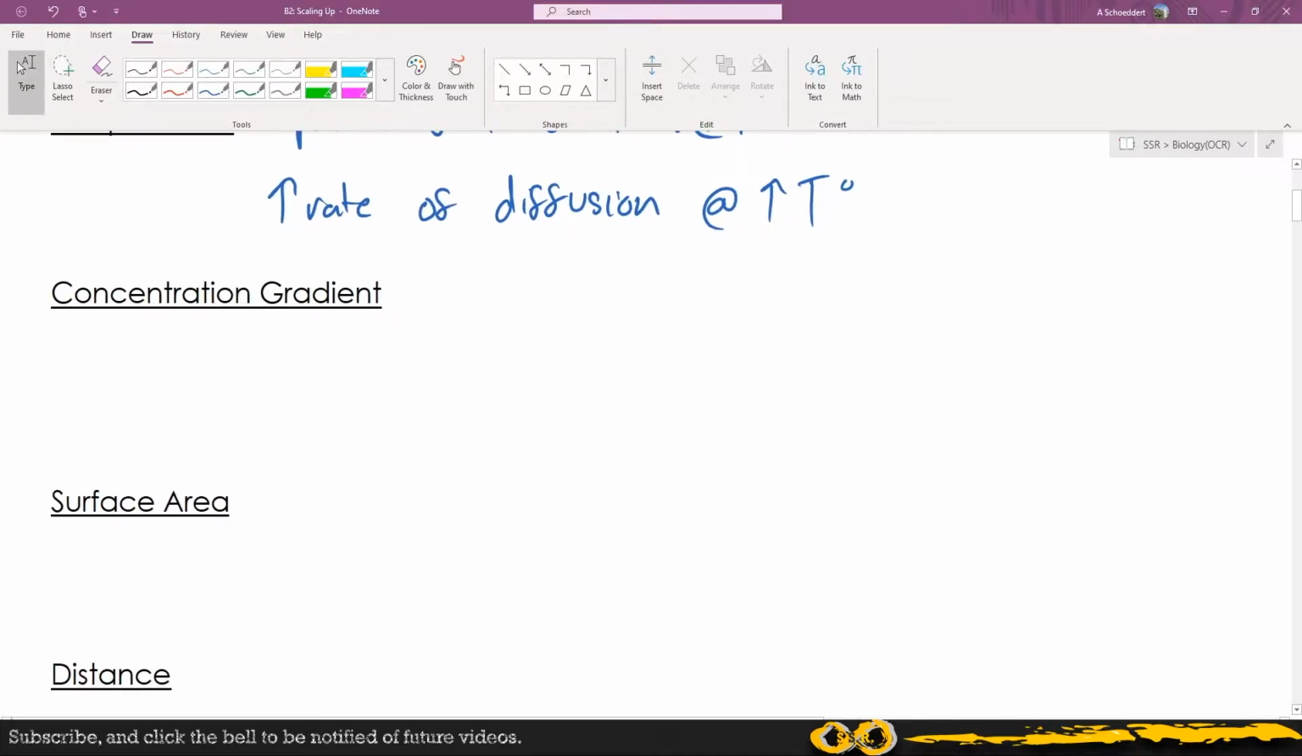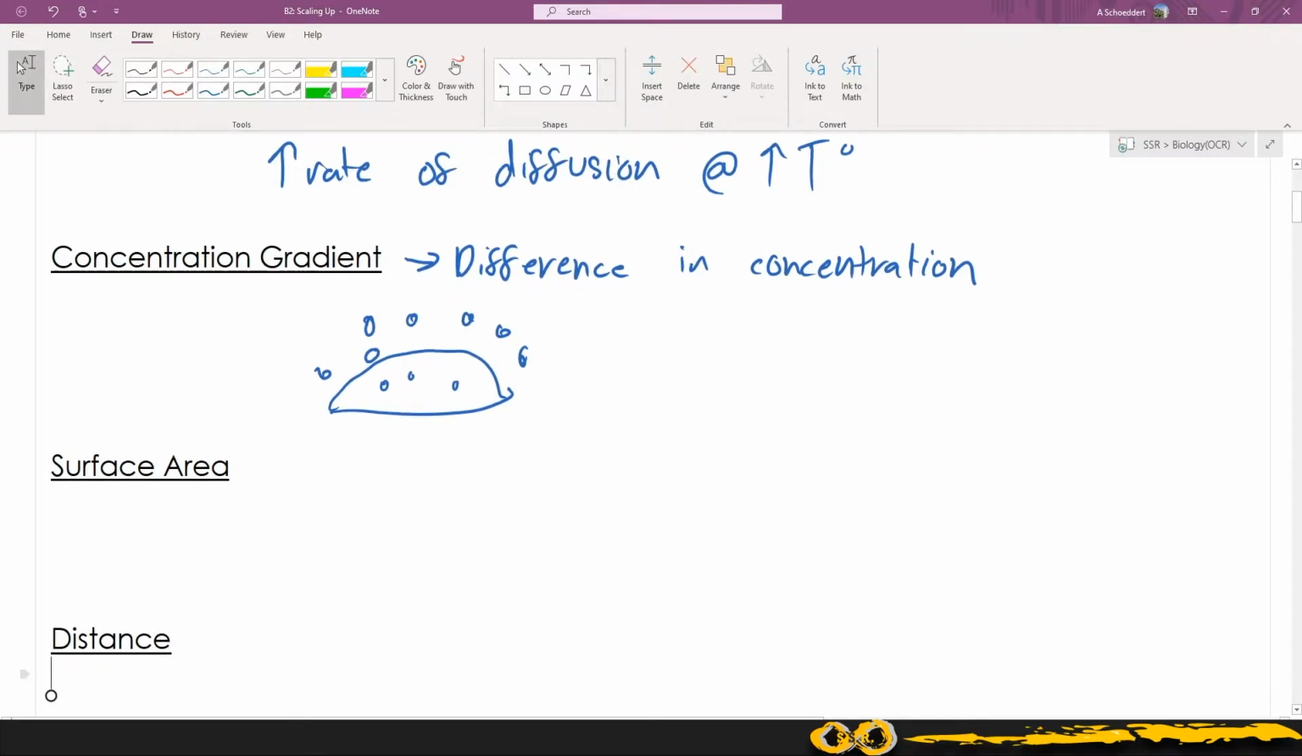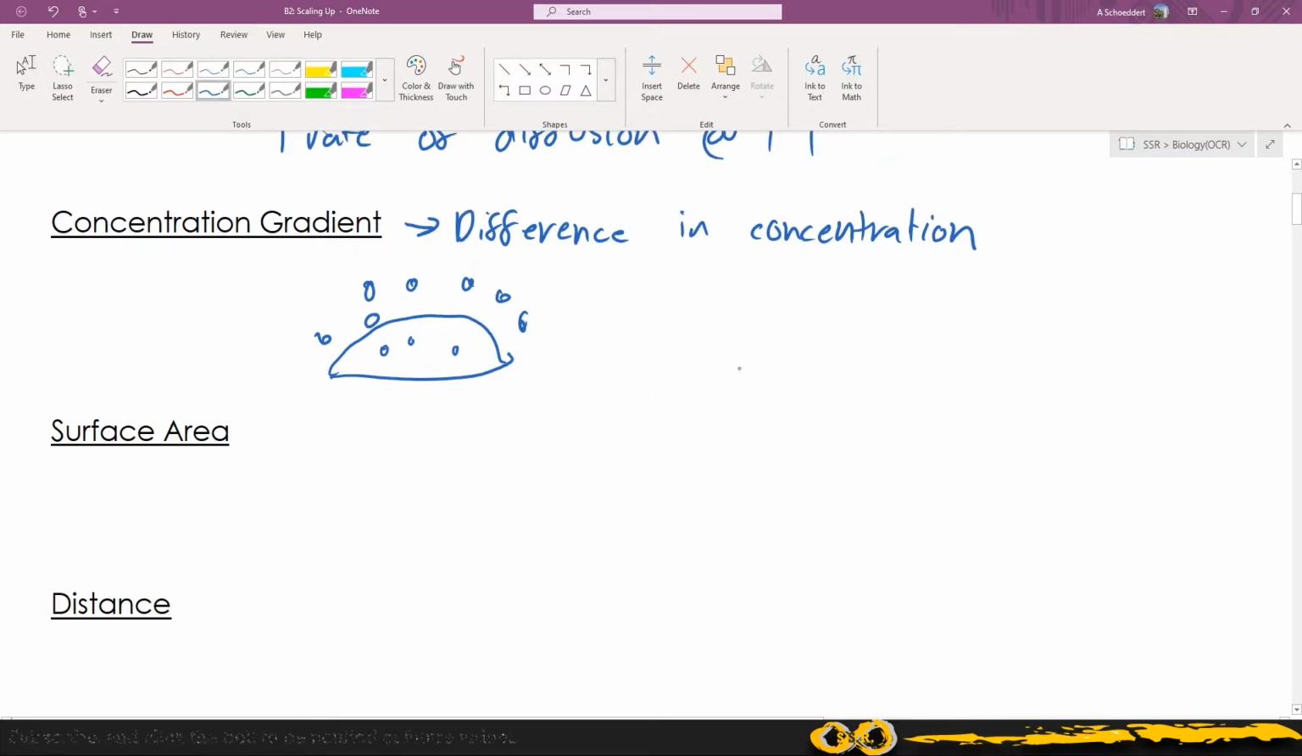Next, we have the concentration gradient, and this is the difference in concentration between the two. If there's our cell, and inside the cell we have a few particles, but outside the cell we've got quite a lot of particles, well then the concentration gradient between those two, or the difference in concentration between those two, is quite high. Whereas in the case here, where we have the same number of particles inside and out of the cell, then that difference in concentration gradient is nearly non-existent.